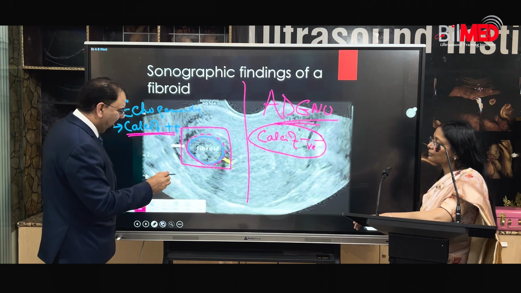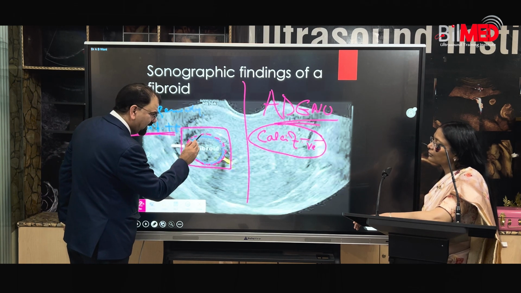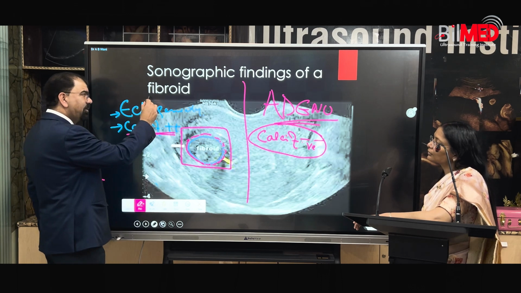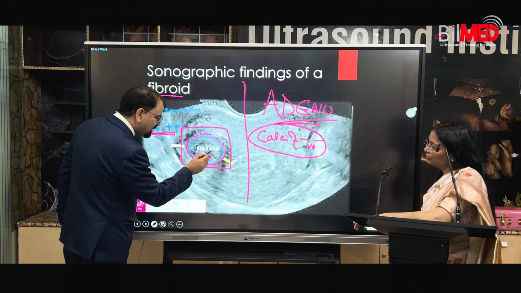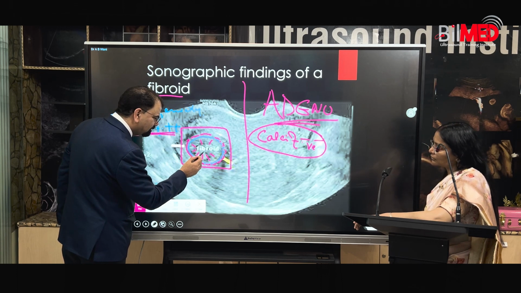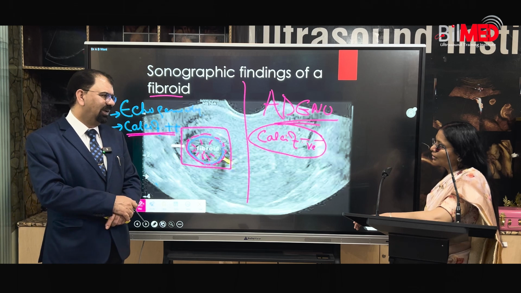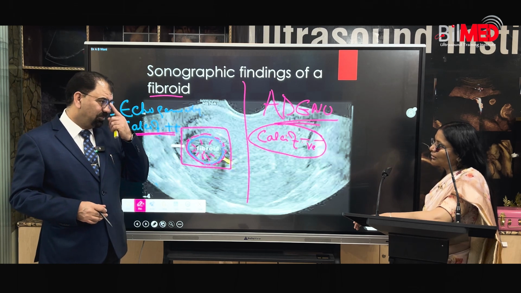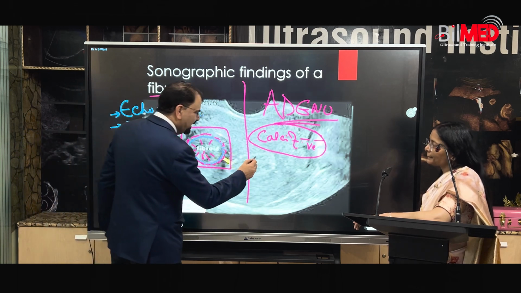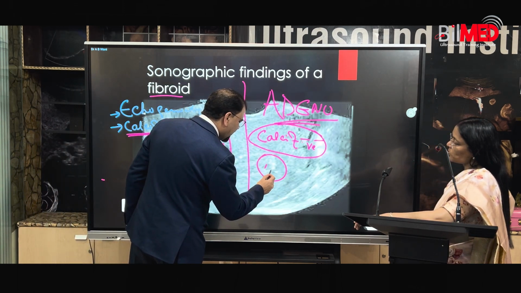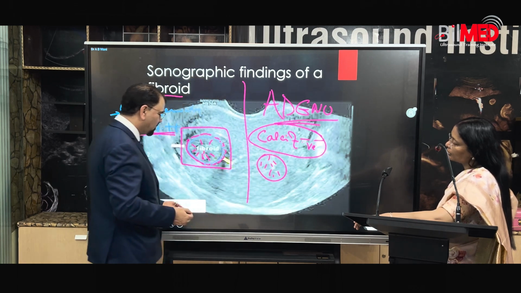Now, if I am seeing this color peripherally, that is going in favor of fibroid, yes. But if I am seeing some central vessels also, what is it going in favor of? Think. Adenomyotic is a live patch. So more of adenomyoma. So if I am having central flow, it is going in favor of adenomyosis.